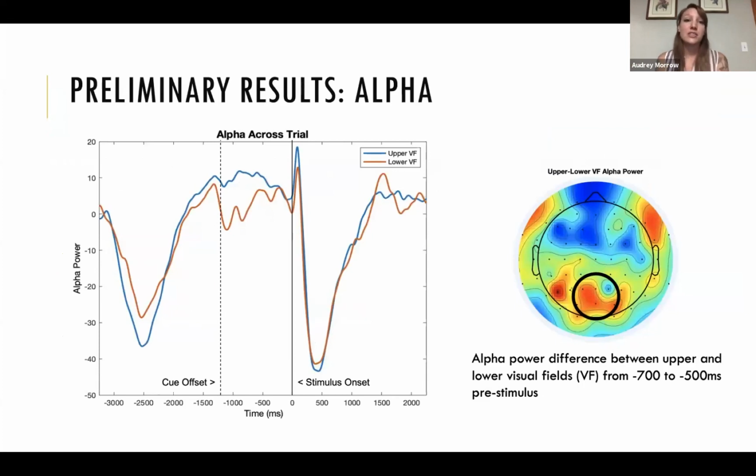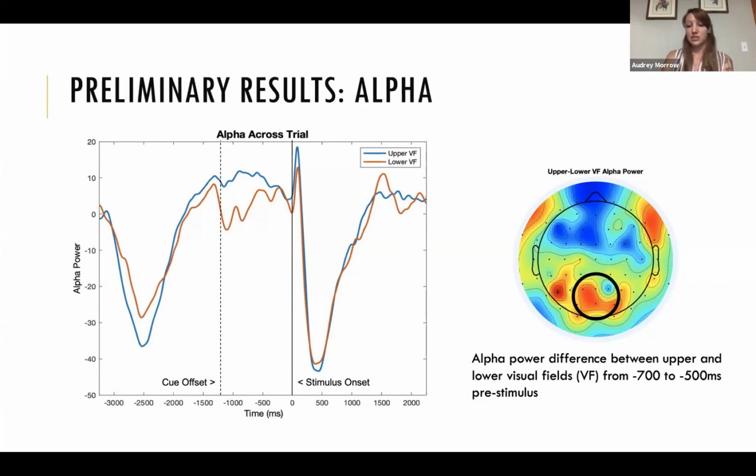As for preliminary results on alpha, we do see a really clear attention effect from the cue. We can see that alpha topography changes based on whether participants are preparing to attend to the upper or lower visual field, shown in blue and red respectively, following the cue, which is the dashed line in the plot. And then the topo plot on the right shows the difference in upper and lower visual field alpha power, and specifically also the electrodes that we examined for the left graph in the parieto-occipital area. This is showing a 200 millisecond interval following the cue and prior to the stimulus.